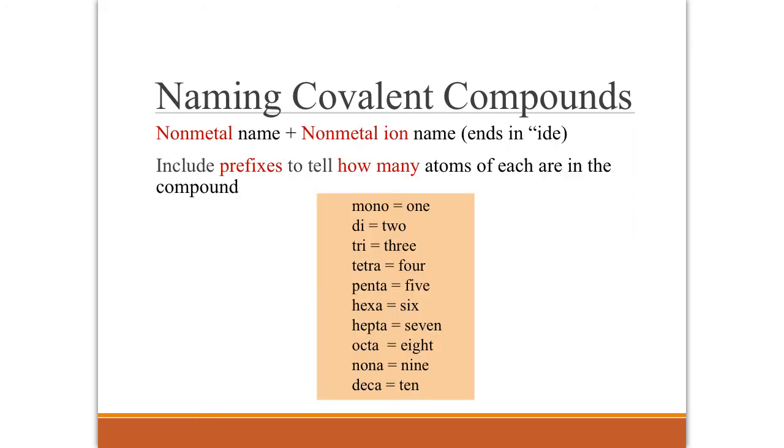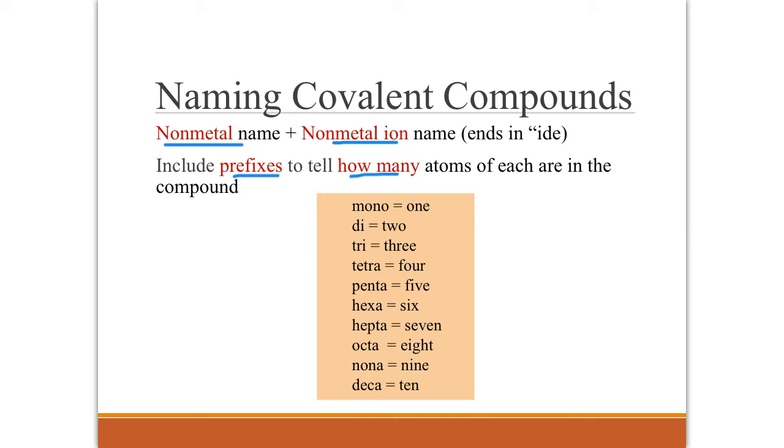So, naming covalent compounds, you have the first nonmetal name, like you would for your ionic compounds, using the full element name. And then you have the nonmetal anion name that ends in "ide," just like with ionic compounds. But the names themselves include prefixes that tell you how many atoms of each particular element are in the compound. Unlike ionic compounds, which don't give you any indication in the name of how many atoms are present, the covalent compound naming system tells you how many of each there are. So you need to have a sense of what these prefixes mean.